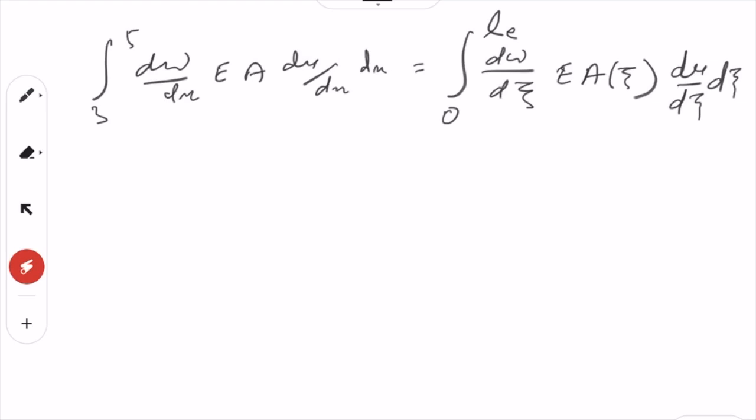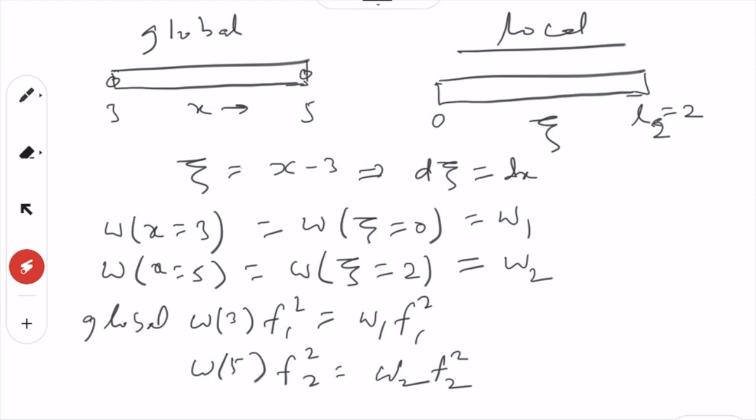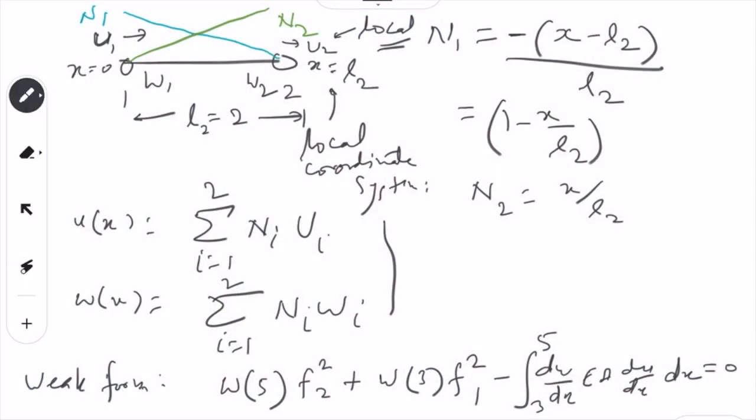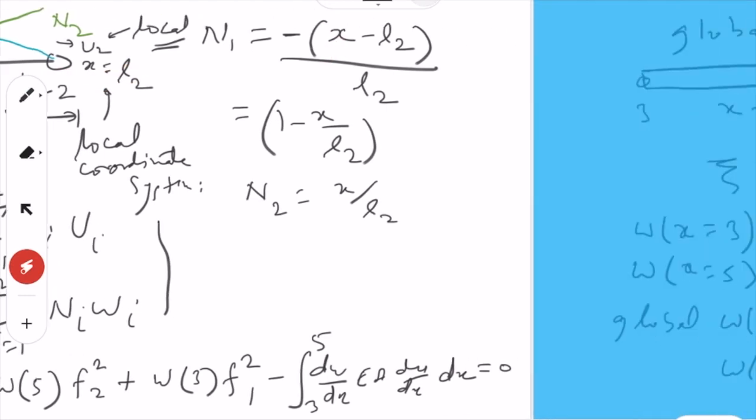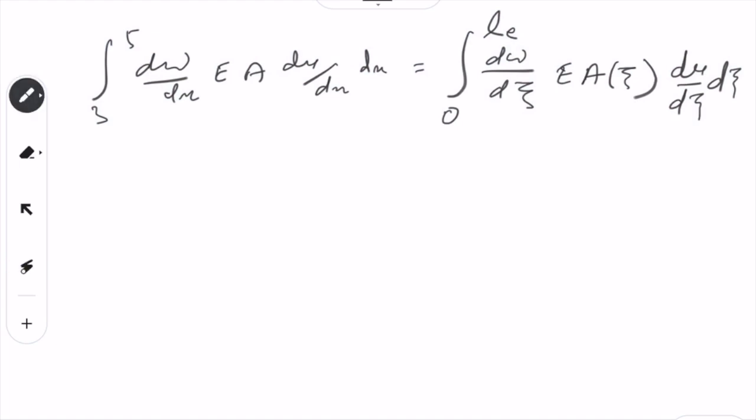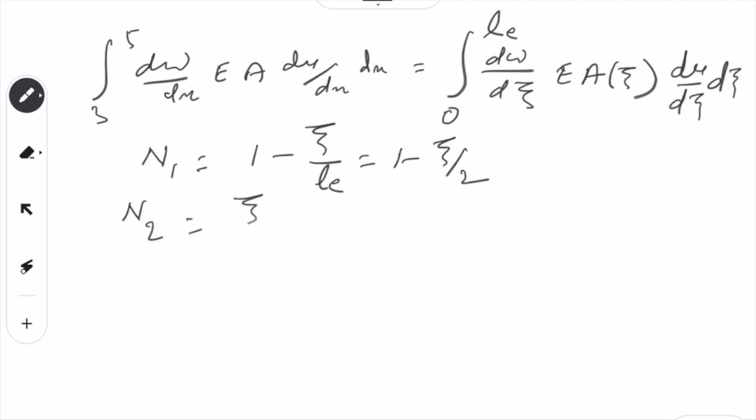Now, what we are going to do is, we have the shape functions N. Actually, we should have written them in terms of xi here, because x is going from 0 to 2. So, N1 is equal to 1 minus xi over Le, which in this case is 1 minus xi over 2, with Le equal to 2, and N2 equal to xi over Le, which is xi over 2. So, accordingly we can put these values here.